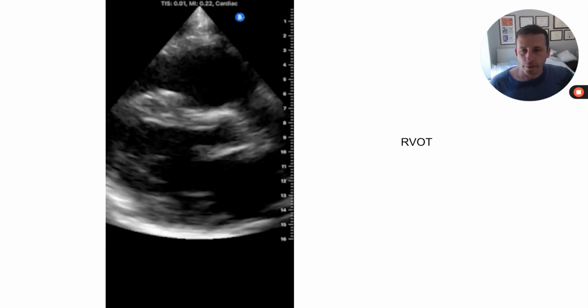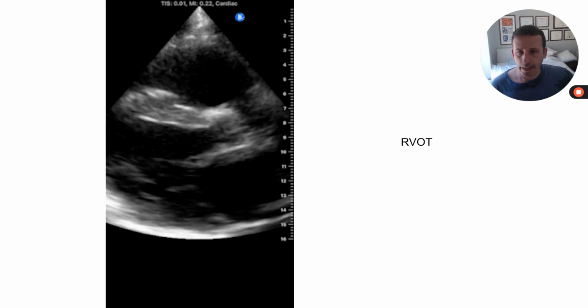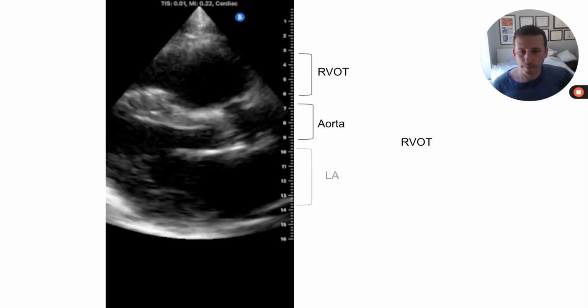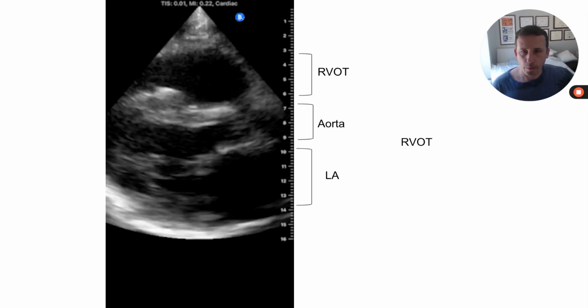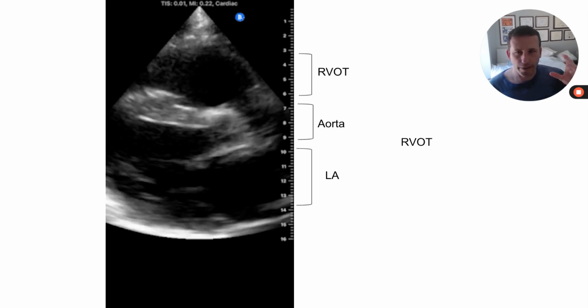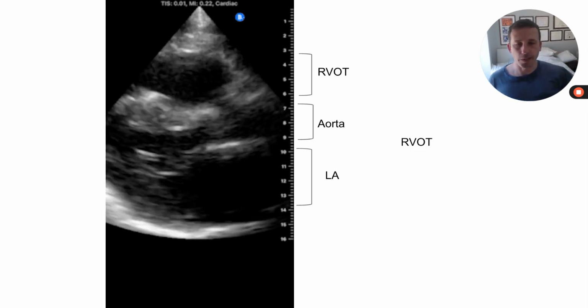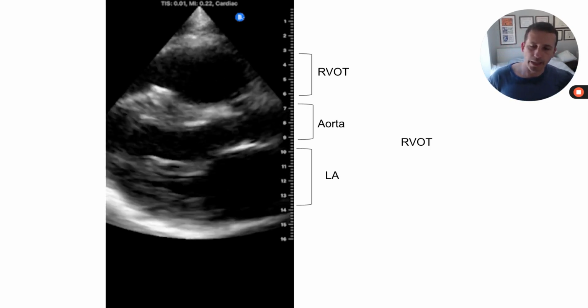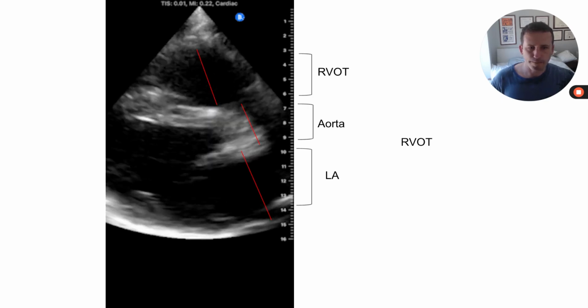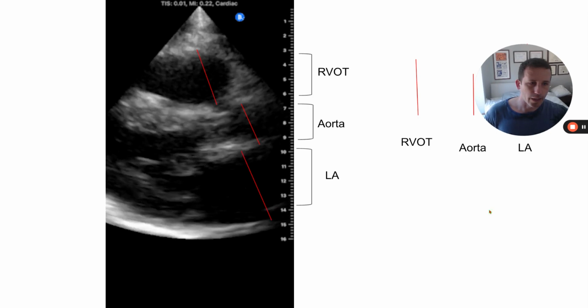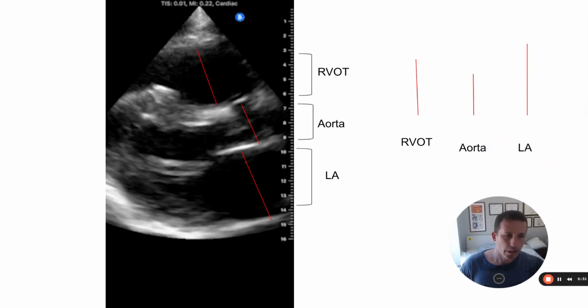Our rule of three, so we're taking a look at the left atrium, the RVOT, and the aorta. We're comparing each of them. They should all be about the same size. There's a little bit of wiggle room there, but oftentimes if one is much larger than the others, that indicates something pathologic.